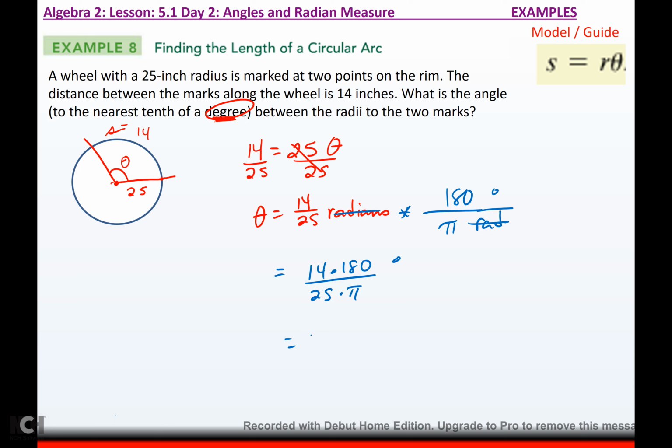So if I do that, 14 times 180, enter, divided by parentheses 25 pi, and I get about 32.1 degrees to the nearest tenth, because it says 32.08563653. To the nearest tenth, the 8 would bump it up and be about 32.1 degrees.